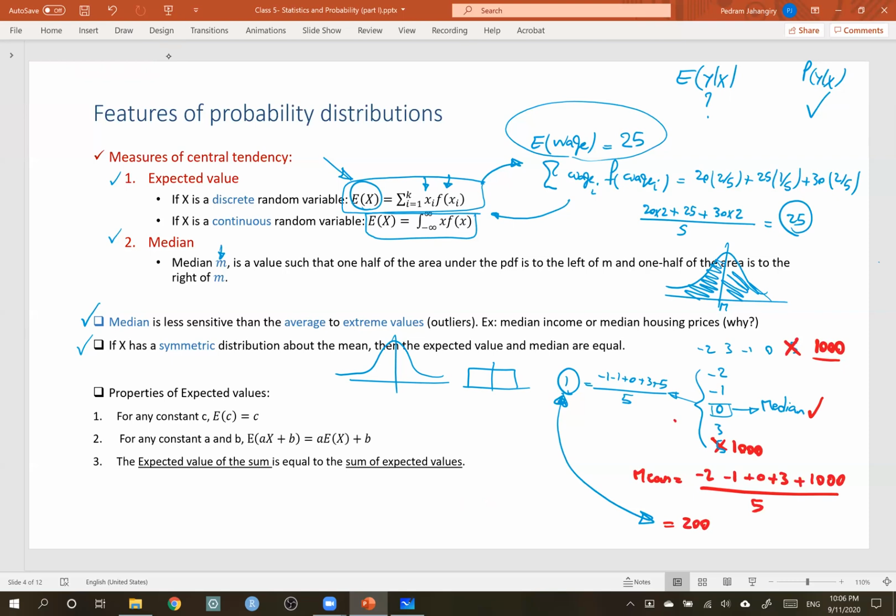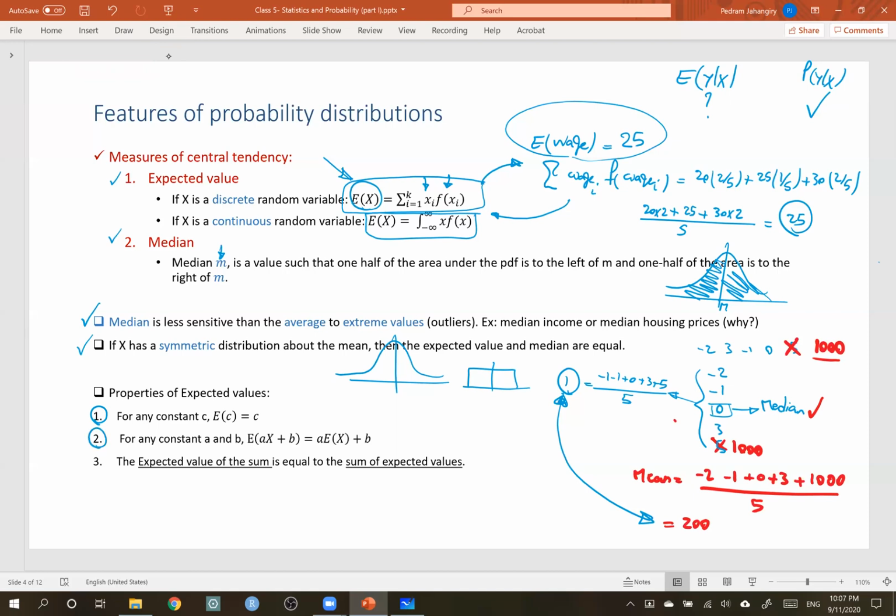All right. What are the other properties of expected value? The first one: for any constant c, the expected value of a constant is the constant. This makes perfect sense, right? So imagine your random variable is a constant. Your random variable only takes one value, and that number is 10. 10, 10, 10, 10, 10, 10. What is the expected value of this? 10. What is the average? 10, right? So this is one property.